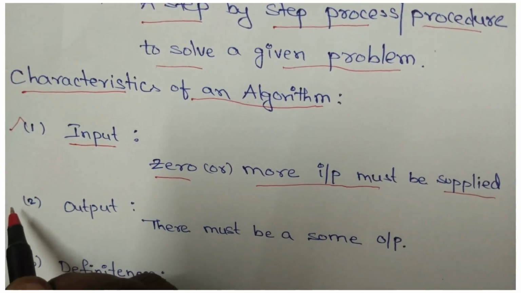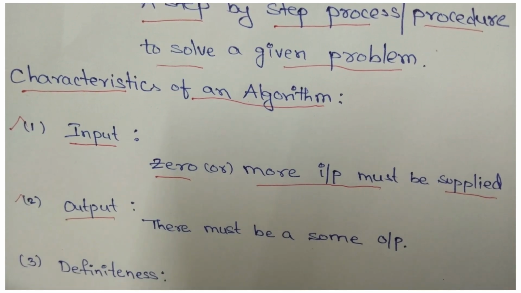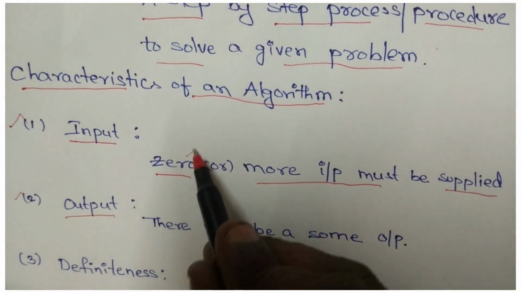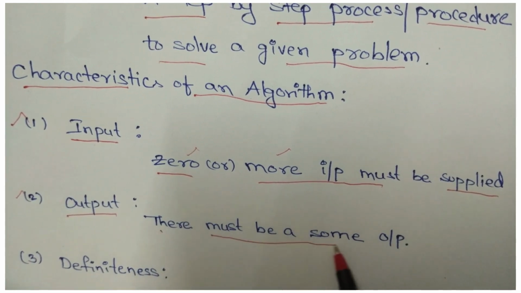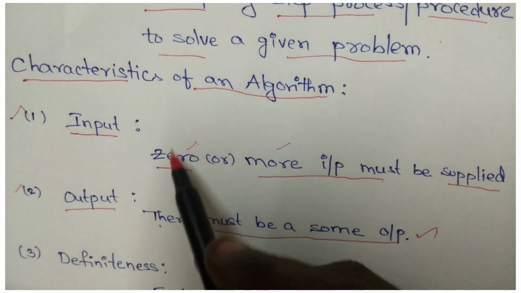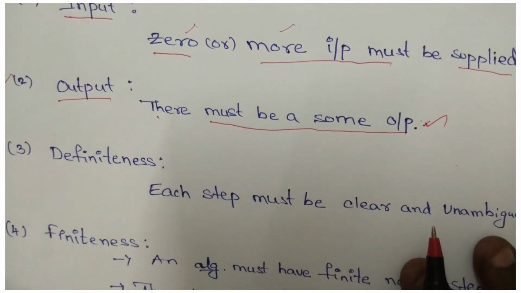The second characteristic is output. Whenever you solve the problem, it will give some result as an output. Either your input is zero or more, but we must get at least one output, depending on the problem statement. Your input is either zero or more, but at least you have to get some output. That is the second characteristic.